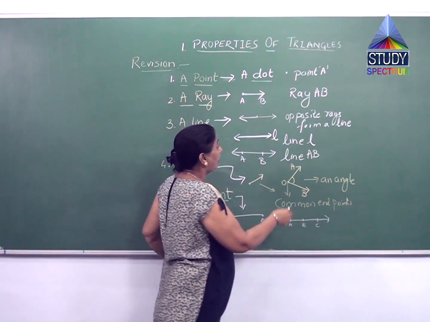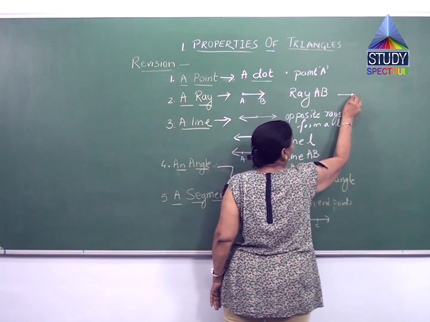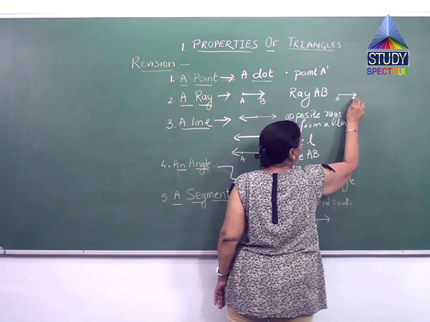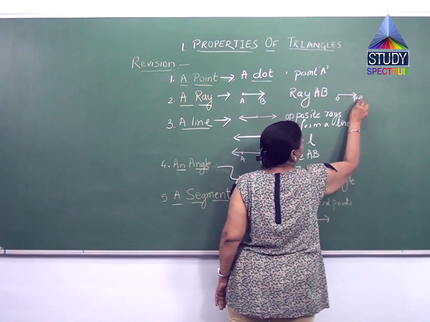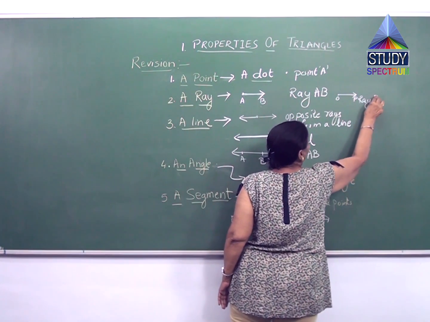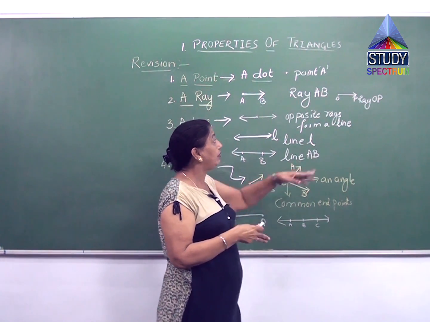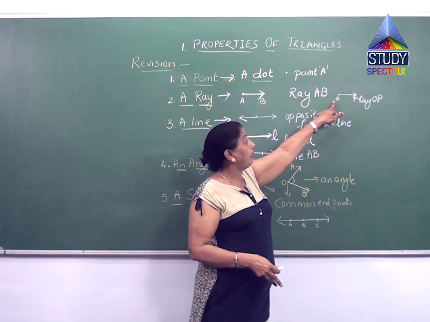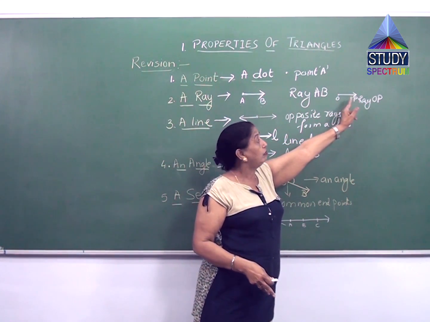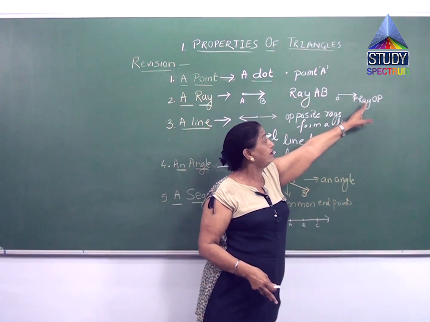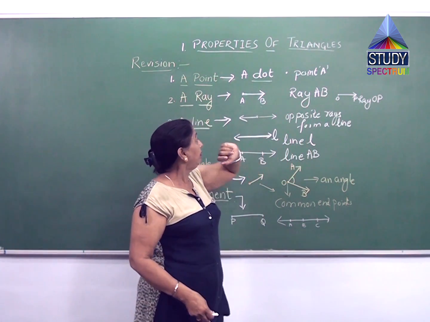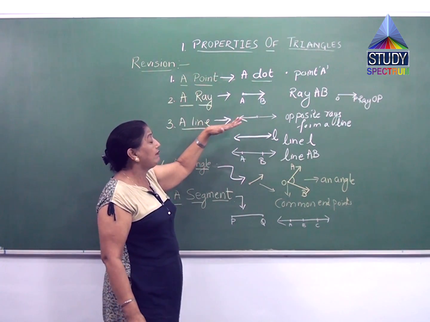So if the ray is like this, with O given over here and P here, then I can name it ray OP. That means the letter which is given to the starting point, that name will come first because the ray starts from there, and then the next letter, that is P. Right?